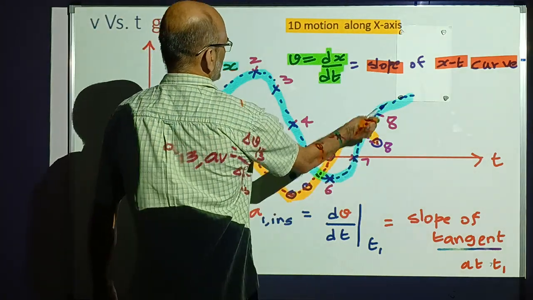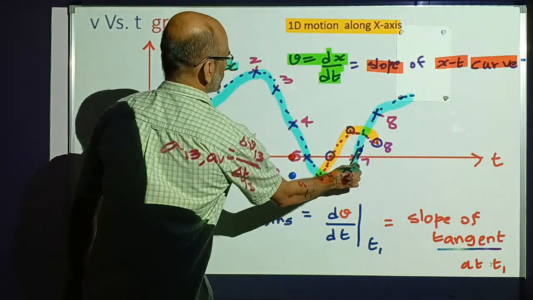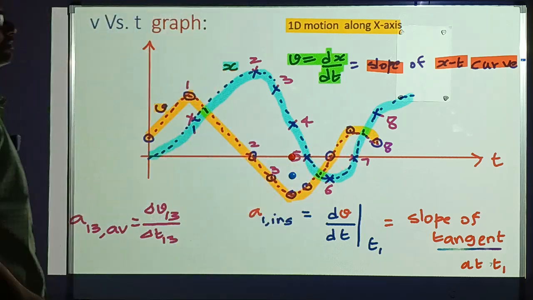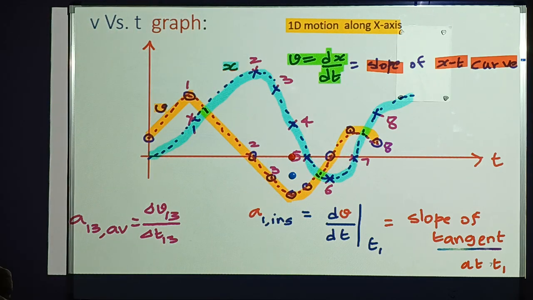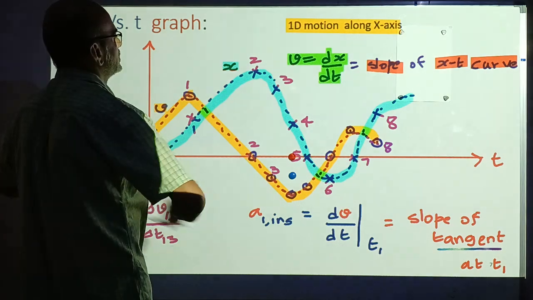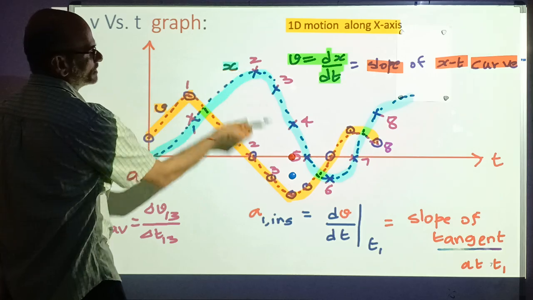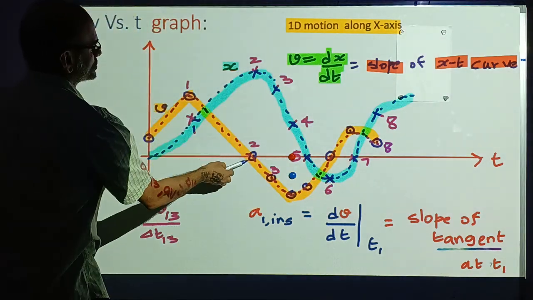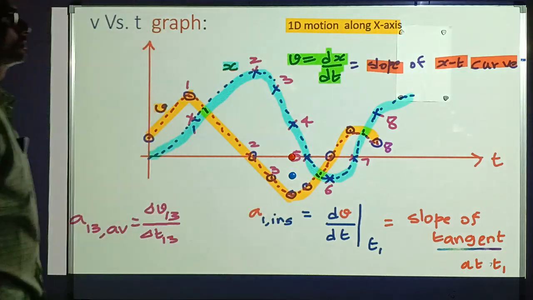So v6 is 0. And after that, the slope is positive. v7 is positive, and v8 is positive, but a little bit reduced. This is more steep, this is less steep. So v8 is less than v7. So at the maximum point, the tangent is horizontal. At the minimum point, the tangent is horizontal. So the slope is 0. So velocity at those 2 points, v2 and v6, will be 0.